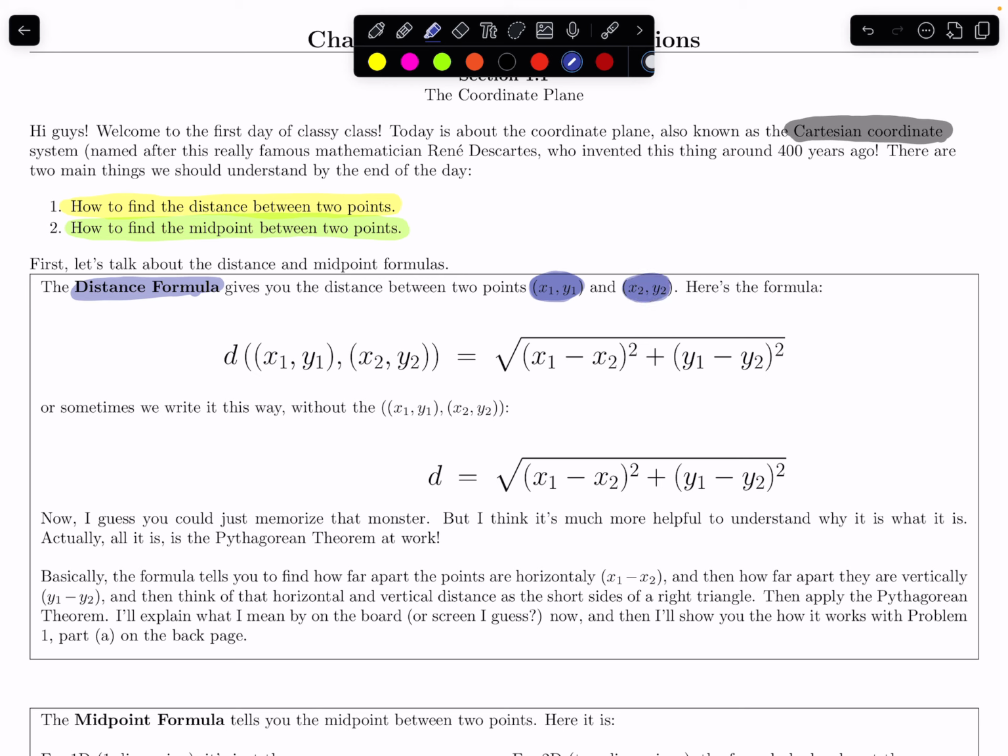So here's the formula. This little d represents distance. It's saying the distance between these 2 points is given by this formula here. This big ugly thing. It's actually not ugly. It's actually quite beautiful if you ask me. But I'll tell you where it comes from in a moment.